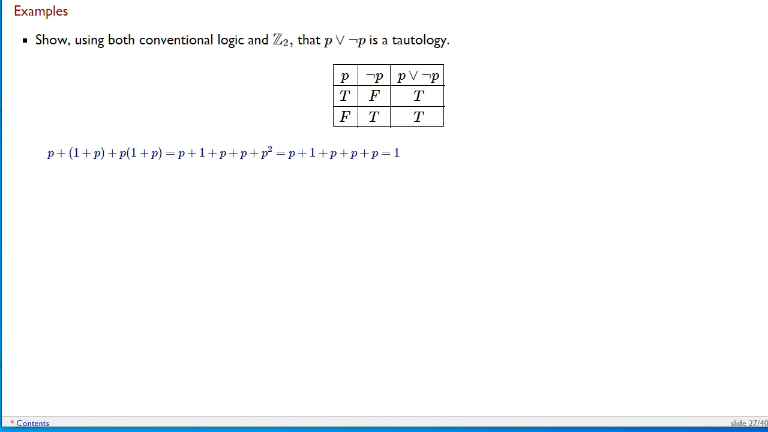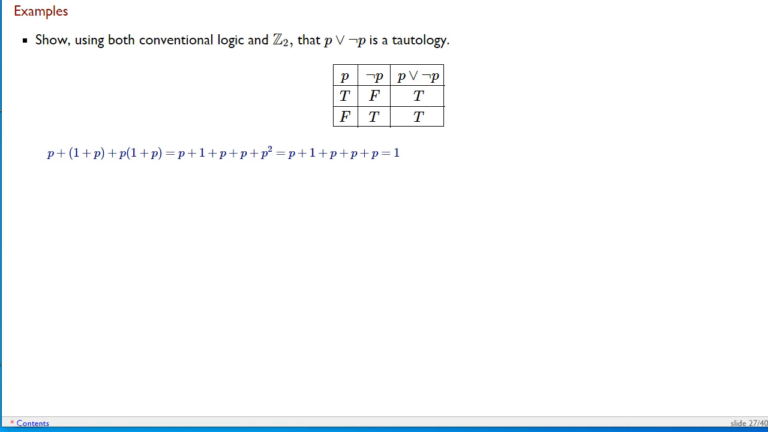A few very easy examples. P or not P is a tautology. That is, whatever P may be, either it's true or it's false. You can verify this with the truth table. In the truth table, the results column contains nothing but truths.